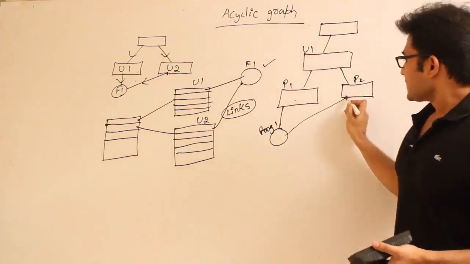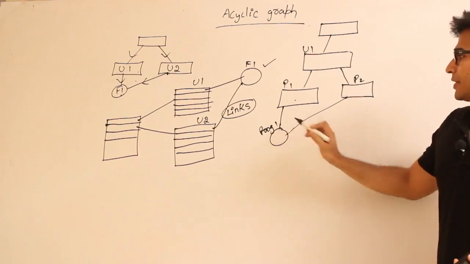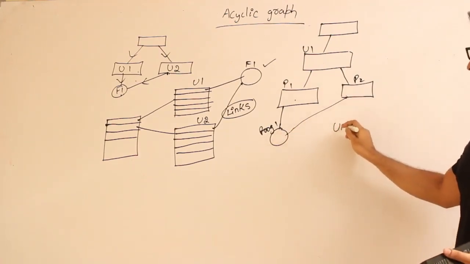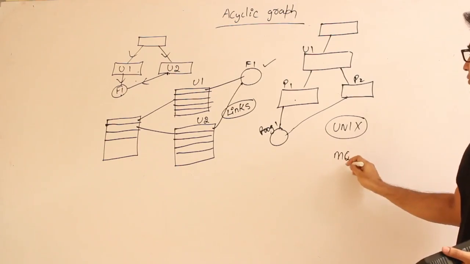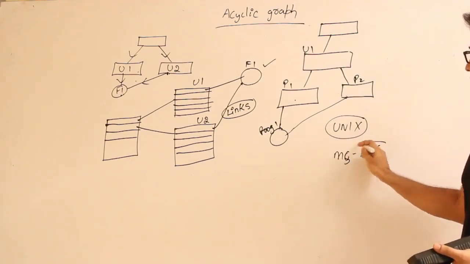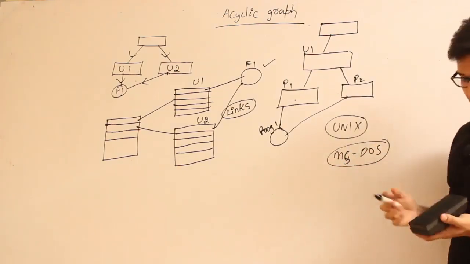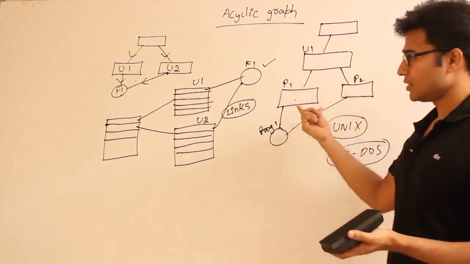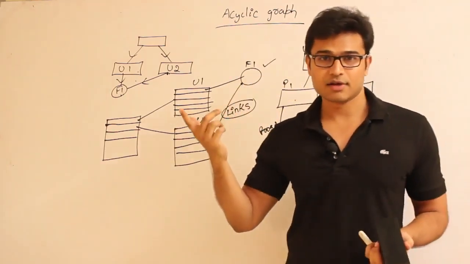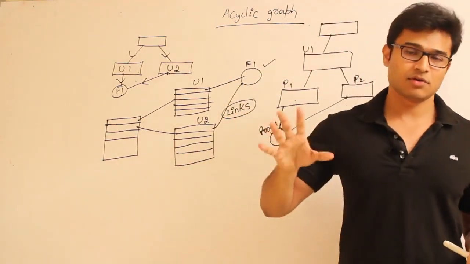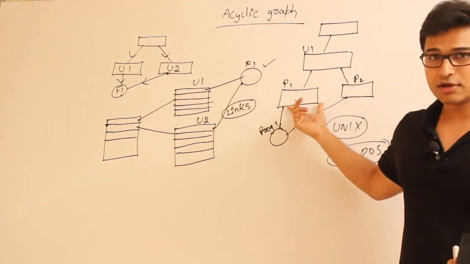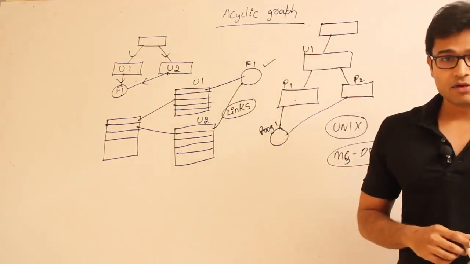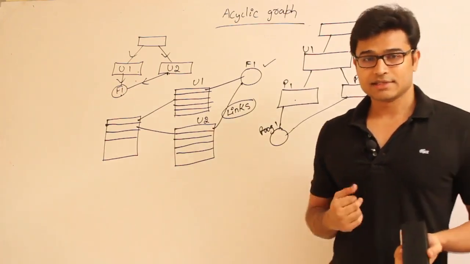Now using the links, file sharing has been implemented in operating systems like Unix, and MS-DOS is not using any of these. Even though we are not talking about the case studies, since we got here, you might have heard about links, symbolic links and hard links in Unix. Even though we are not going to talk about them in detail, generally this is the concept. So they are using this acyclic graph. Now there are certain problems using these acyclic graphs.